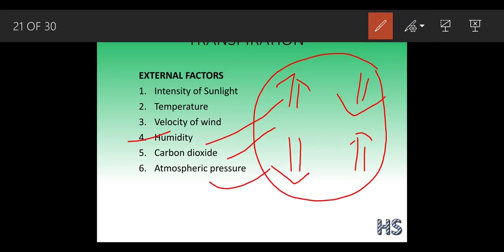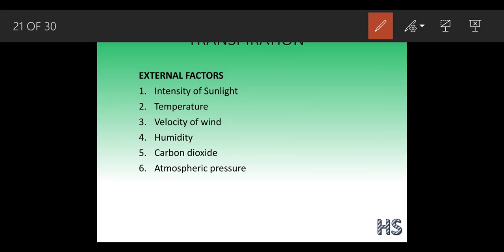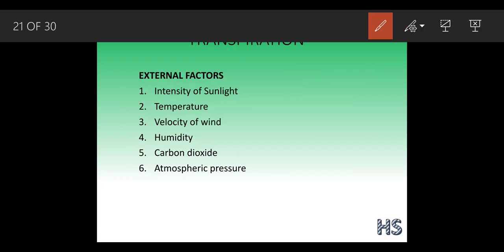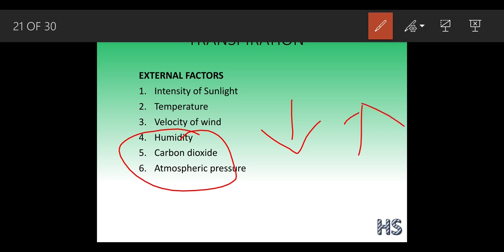So the above three show a direct relation. When there was an increase, there was an increase. But the below three, humidity, carbon dioxide and atmospheric pressure, when there was a decrease, here it was an increase in the rate of transpiration. Now this was regarding the external factors.